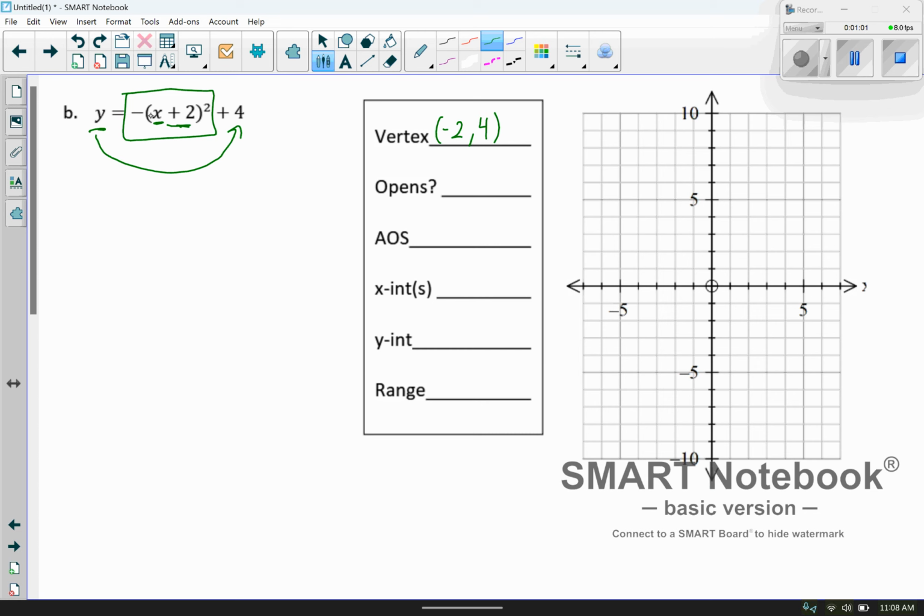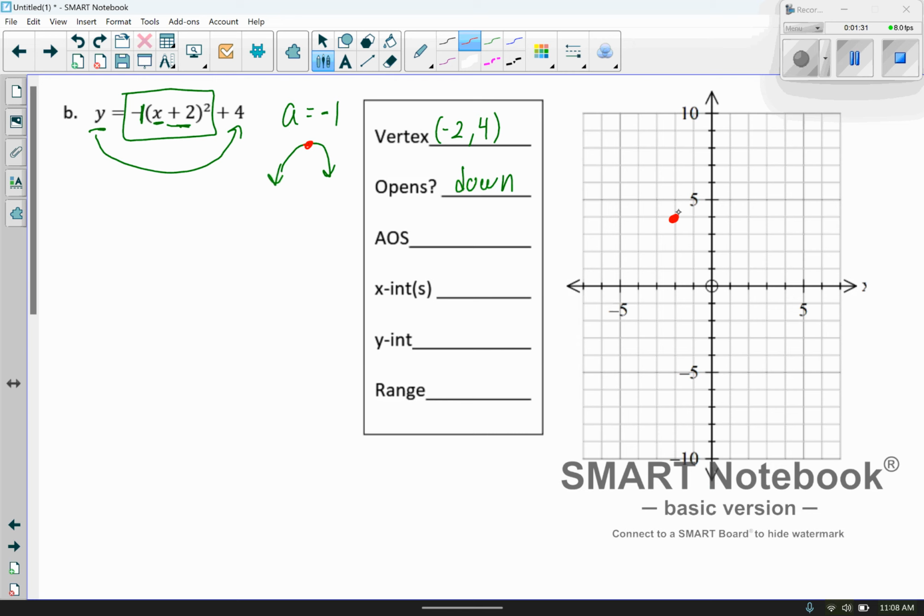Now, this time my a value is going to equal negative 1. I've got that negative out in front of the parentheses. There's an understood 1 right there. So what that means is that it's going to open downward. So it's going to open down, okay? And so my vertex is actually the highest point on the graph. So at negative 2, up 4, right there, there's where my vertex is at. And so the graph is going to open down.